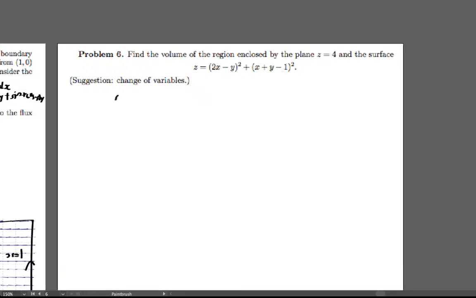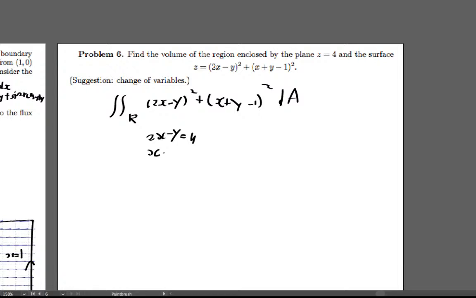You just take the double integral of the region that is covered by this, of (2x minus y) squared plus (x plus y minus 1) squared dA. And obviously you don't really want to solve this crazy thing, so you'll just do a change of variables where 2x minus y is u and x plus y minus 1 is v.